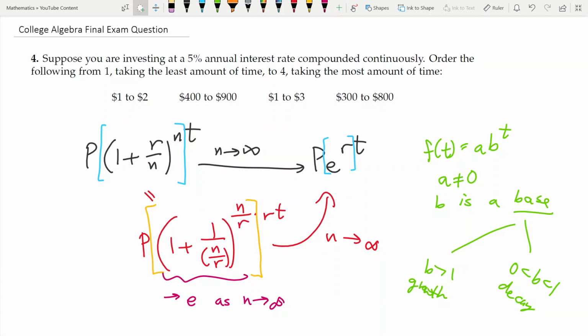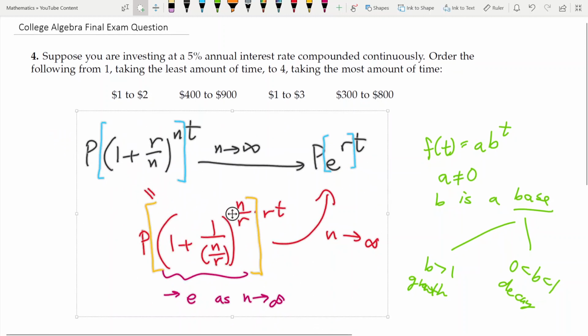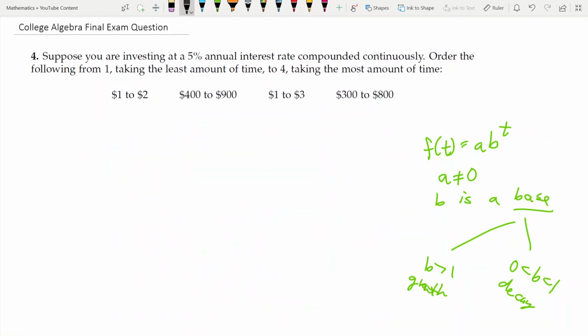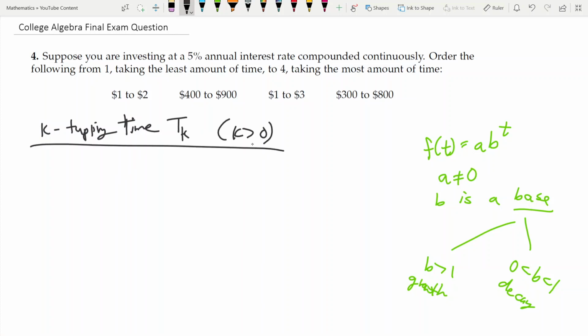It turns out for any exponential function, there is a notion of k-tupling time, which we'll call t_k. Here, k is a positive number. Sorry, let me rewrite tupling here. So this is defined by setting f of t plus t_k equal to k times f of t.